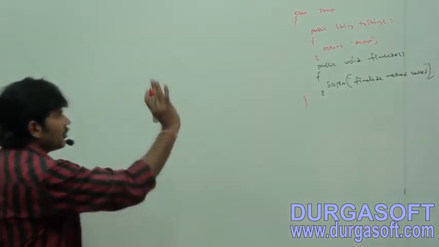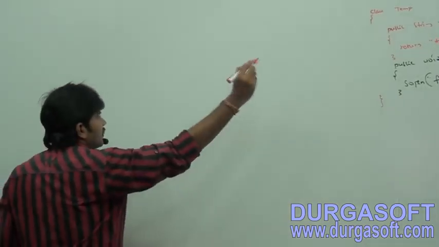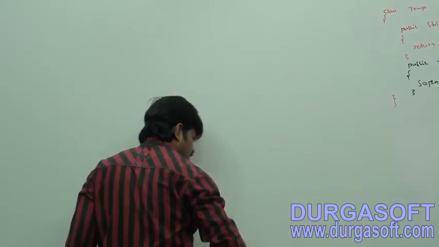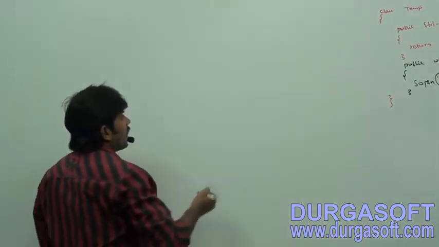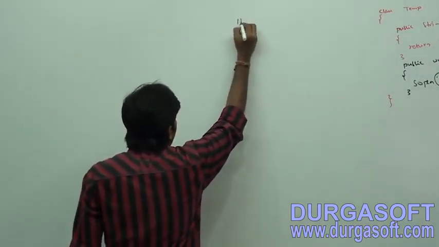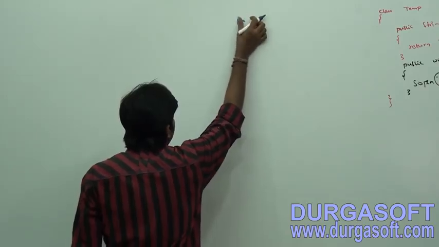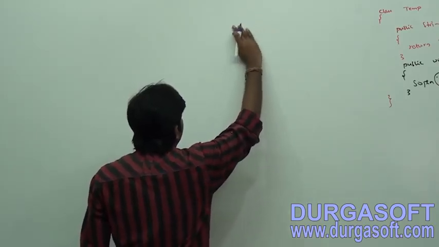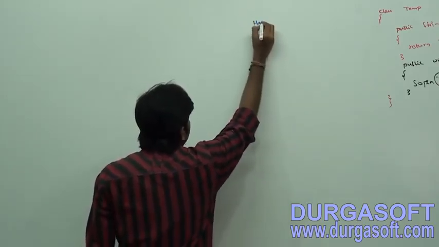Now leave that part. Now see this example well. I am taking one HashMap. I am taking one HashMap object. Here, observe carefully. HashMap.